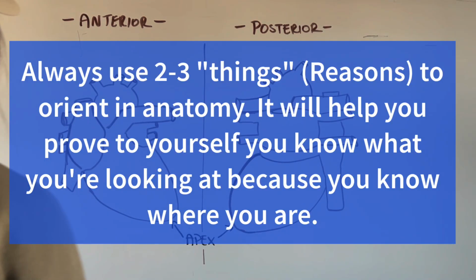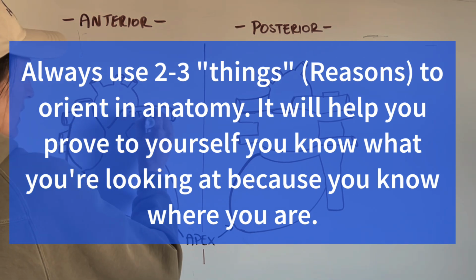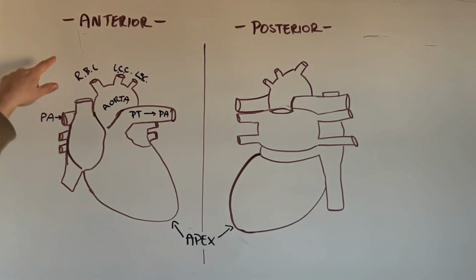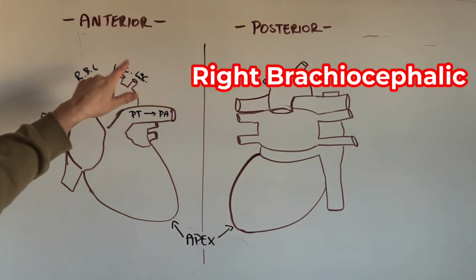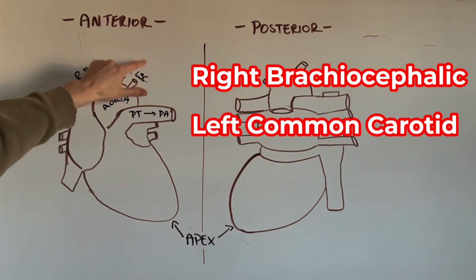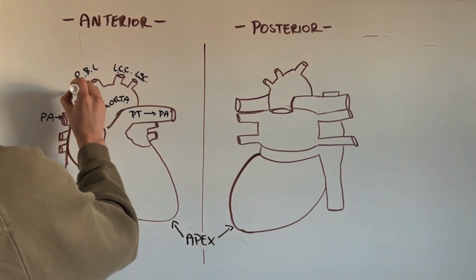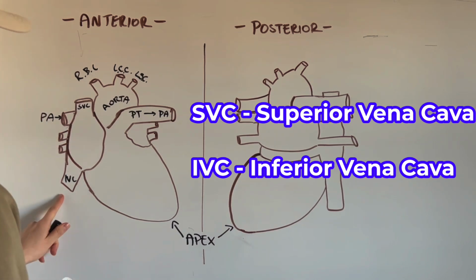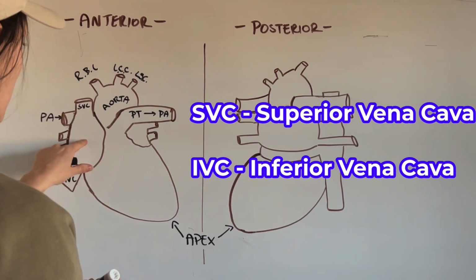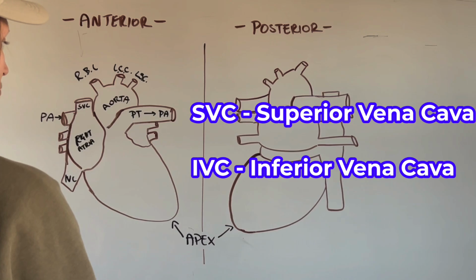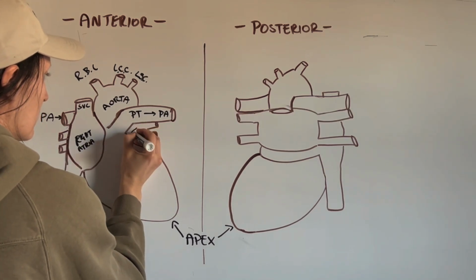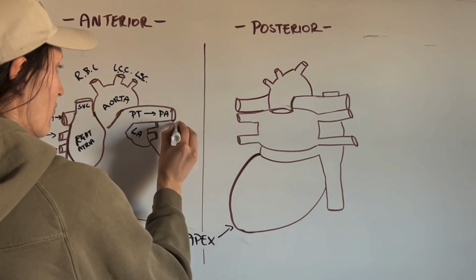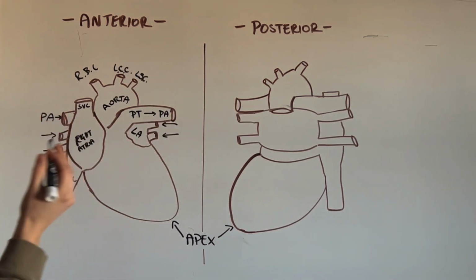Always use multiple things. So we got pulmonary trunk becoming pulmonary artery. We got aorta and its branches. RBC for right brachiocephalic. LCC for left common carotid. LSC for left subclavian. This would be our SVC. This would be our IVC, which stands for superior vena cava, inferior vena cava. Two veins that go into this structure, which is our right atria. Over here, we can see a little blip of our left atria. These little structures, there are 4 of them, are our pulmonary veins.